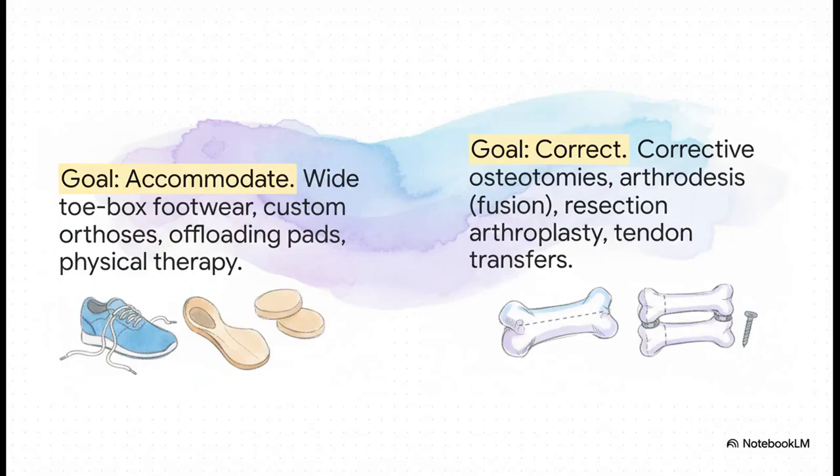And this slide just lays out the whole spectrum of treatment beautifully. For those flexible deformities, we start over on the left side. Better shoes, orthotics, physical therapy. The goal here is to accommodate the deformity and rebalance the forces. But for the rigid, painful, or advanced conditions, we have to move over to the right side. And the choice of procedure, whether it's a simple soft tissue release or a complex triple arthrodesis, is dictated completely by the specific pathology and the stage of the disease.